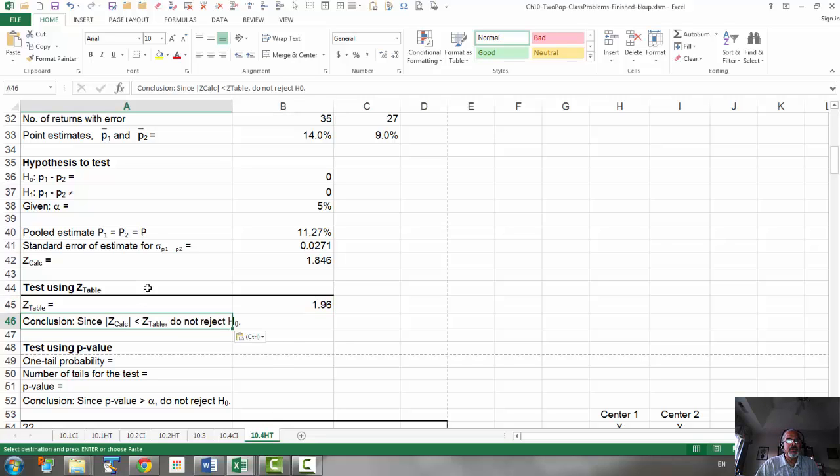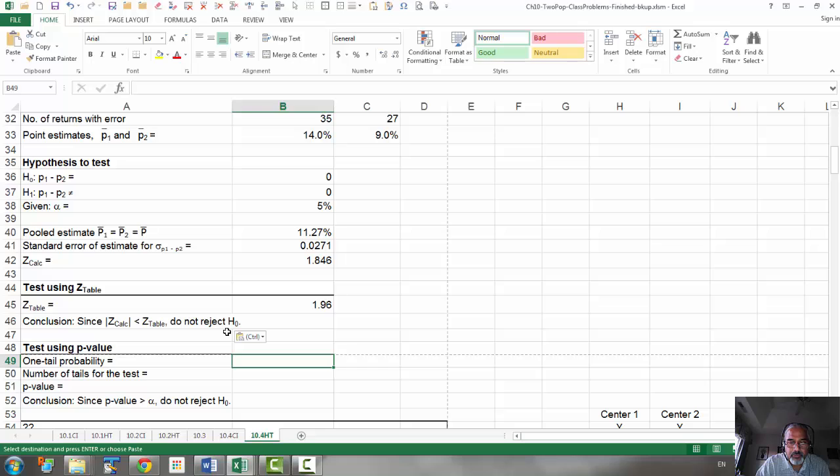And since this is a two-tail test, we have to really take the absolute value of the z calc, because z calc could have been negative also. So you take the absolute value of the calculated z, and if that is greater than the z-table, we reject, otherwise we don't. A p-value approach, so again, for the calculated z, we need to come up with the tail probability. Okay.